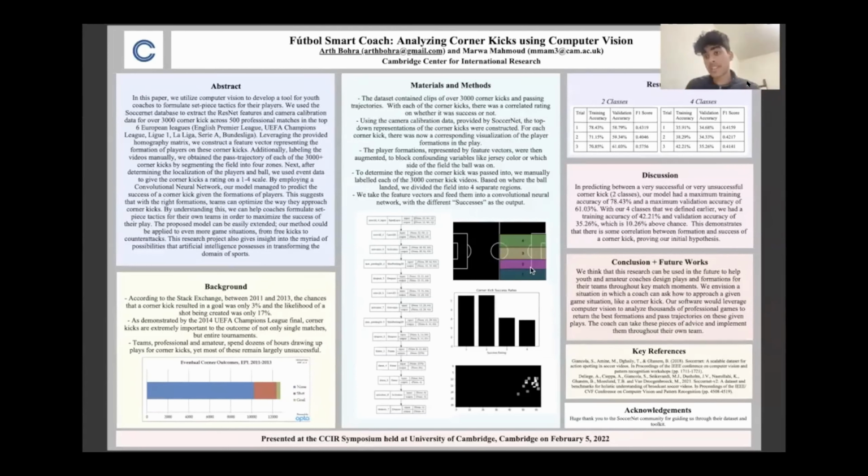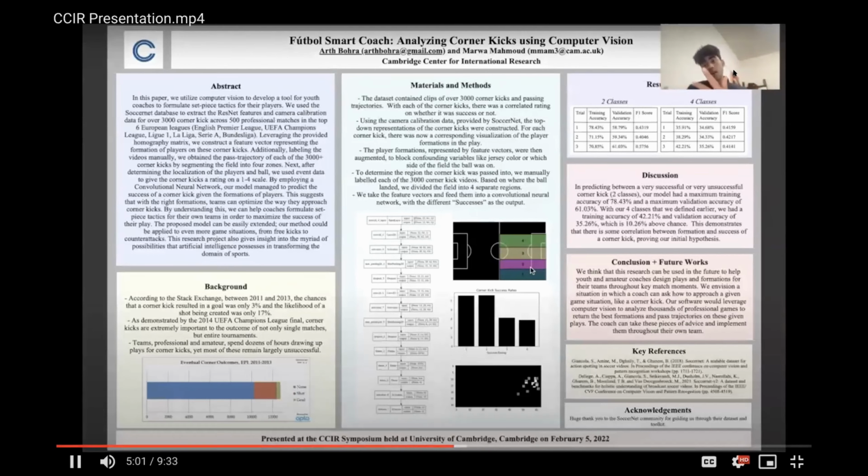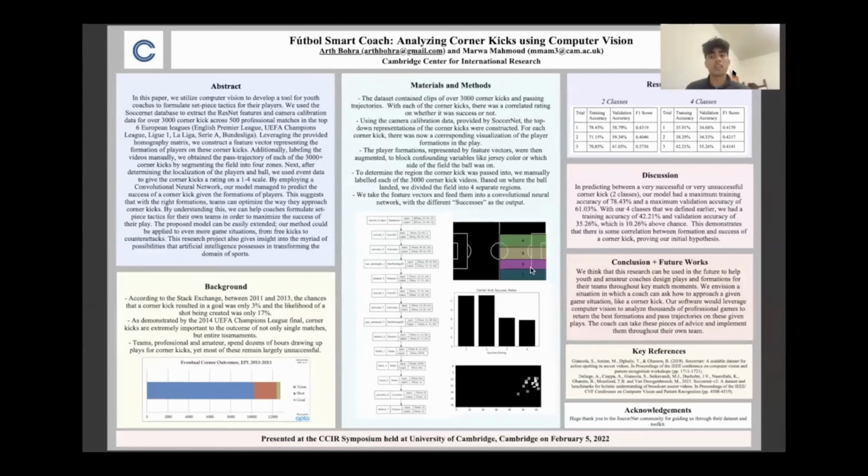With these 3 steps complete, our data set was complete with the formations of players as a feature vector, the labeling of the ball trajectories, and then the output, which was the final rating of the corner kick.